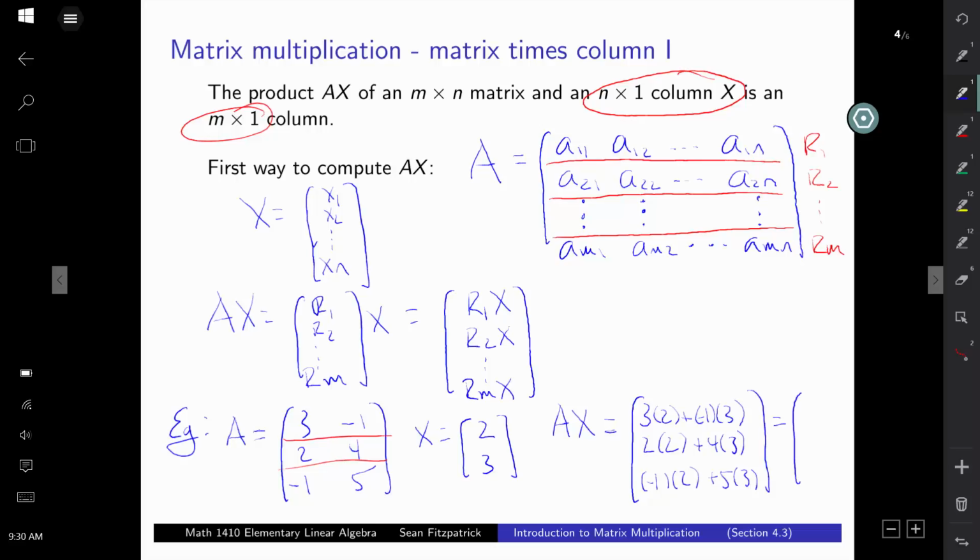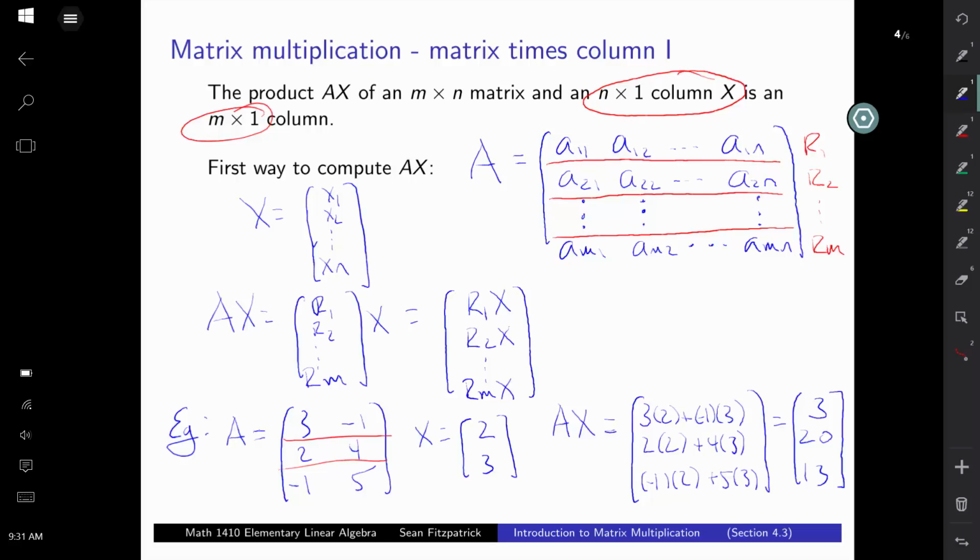Okay, and I carry out each of those products. 6 minus 3 gives me 3. 8 plus 12 gives me 20. Minus 2 plus 15 gives me 13. Okay, and I get that product.